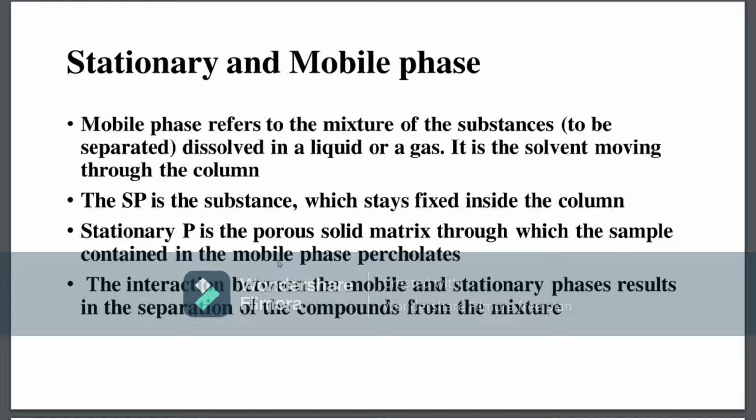Now coming to the mobile phase, it refers to the mixture of substances dissolved in a liquid or a gas. It is a solvent moving through the column. Then the stationary phase is the substance which stays fixed inside the column. You can say stationary means fixed. Stationary phase is the porous solid matrix through which the sample contained in the mobile phase percolates. The interaction between the mobile and stationary phases results in the separation of the compounds from the mixture.